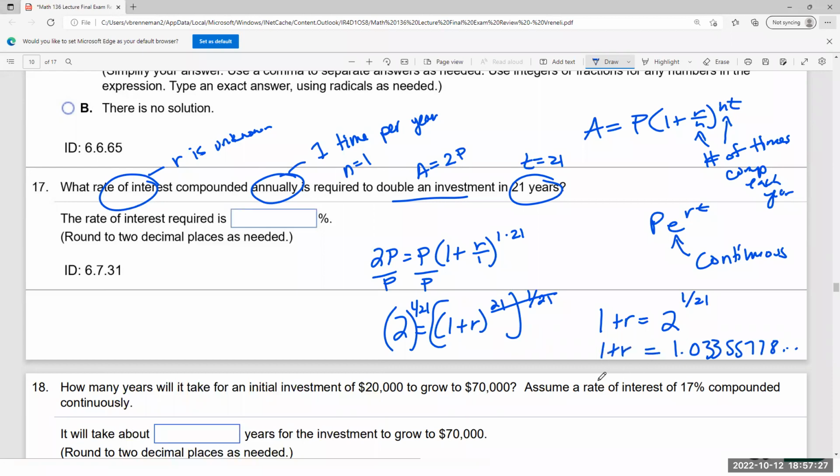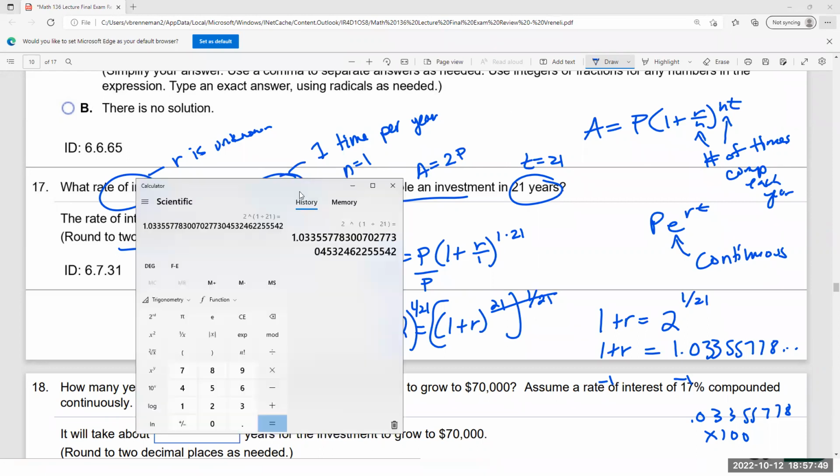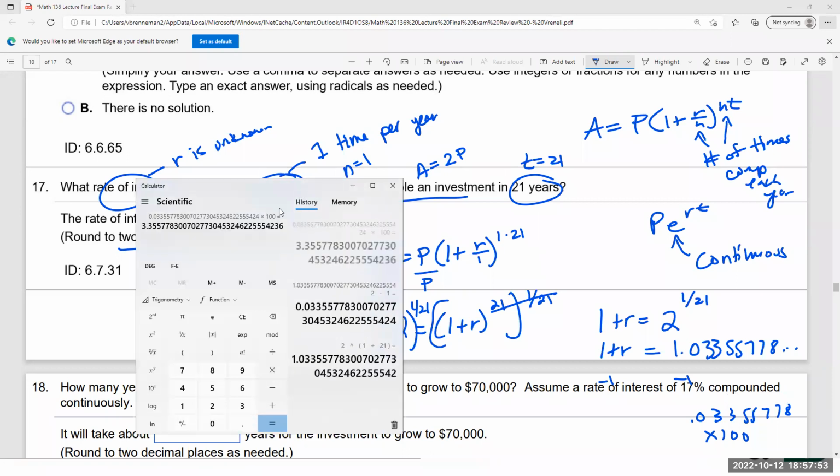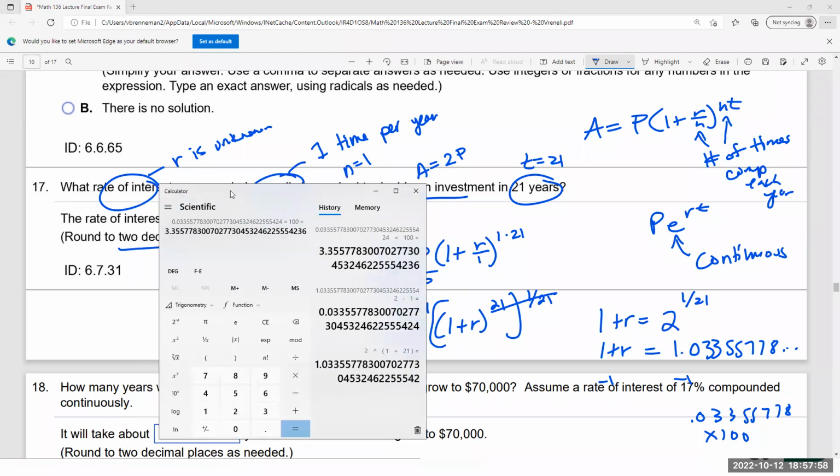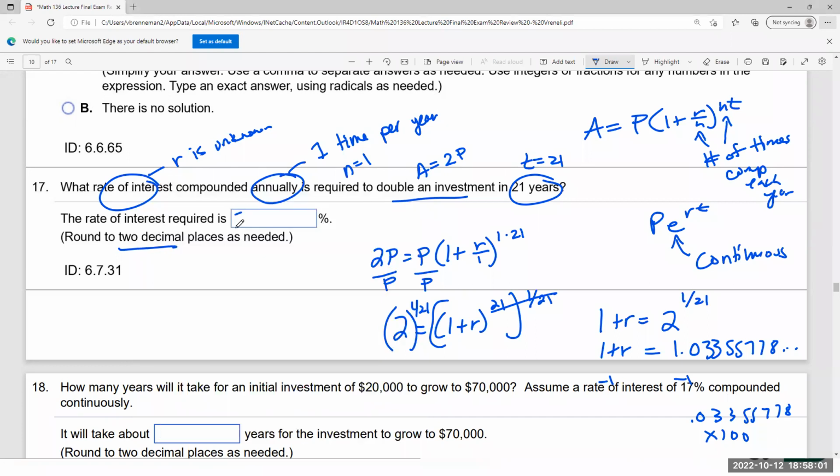So I just need to subtract 1, and so we get 0.033, etc. And that's the decimal form. So multiply by 100 to actually get the percent form, and then round to 2 decimal places. So I don't round to 0.03, I round after I've multiplied by 100. So I'm taking this result, subtracting 1 to get the actual rate, multiplying by 100 to get the percent form, and then rounding that result to 2 decimal places. So this would be 3.36%.